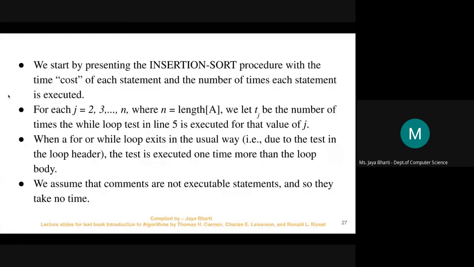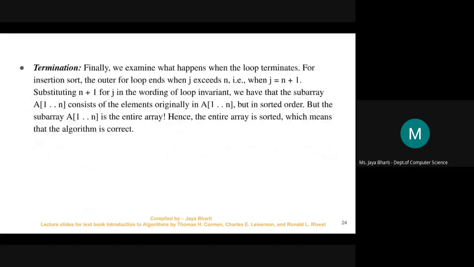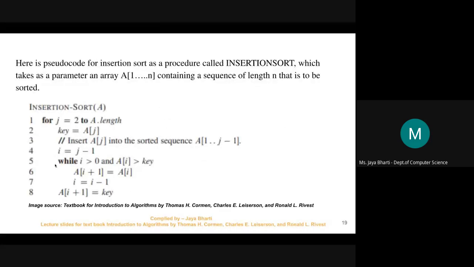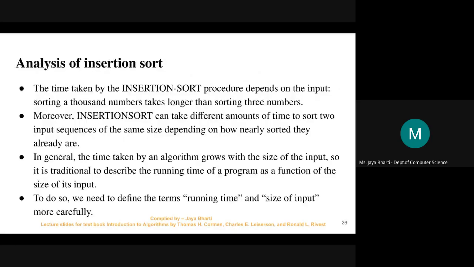So for each j, because j starts from 2, so for each j equal to 2, 3 to n, where n is equal to length of A, we let tj be the number of times the while loop test in line 5 is executed for the value of j. So what is tj? tj is the number of times the while loop is executed. We will see the pseudocode one more time. We can see that the while loop is executed at line 5, and the time taken by the while loop is tj. We have assumed that.